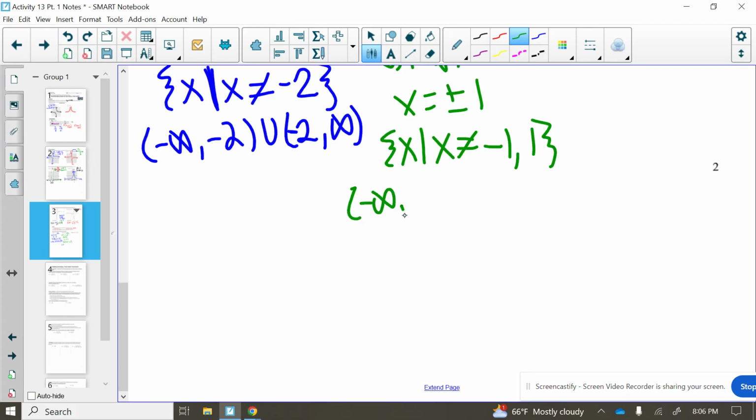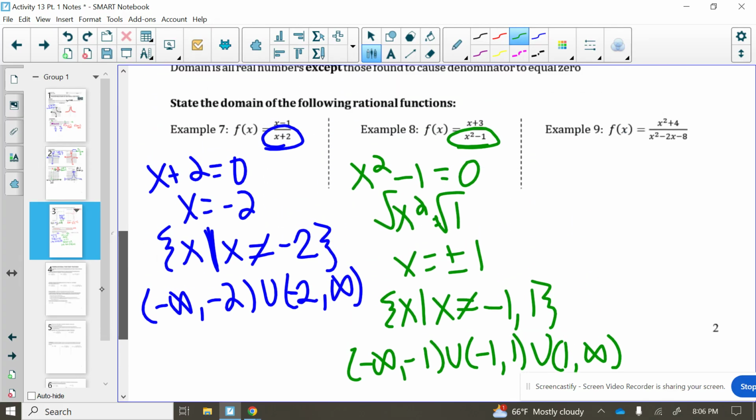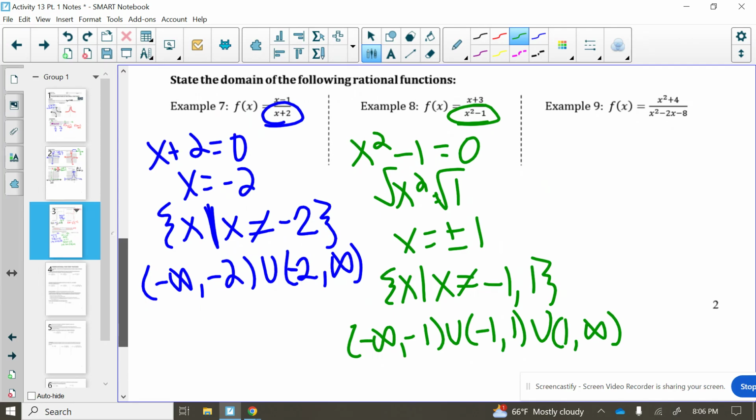Or we would say from negative infinity until negative 1 we're fine. Between negative 1 and 1 we're fine. Or from 1 to infinity. This would work out as our domains.